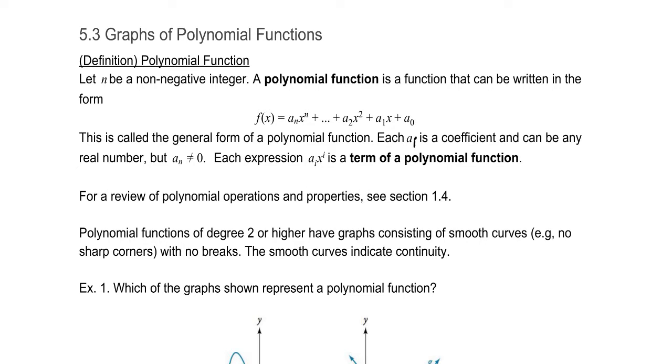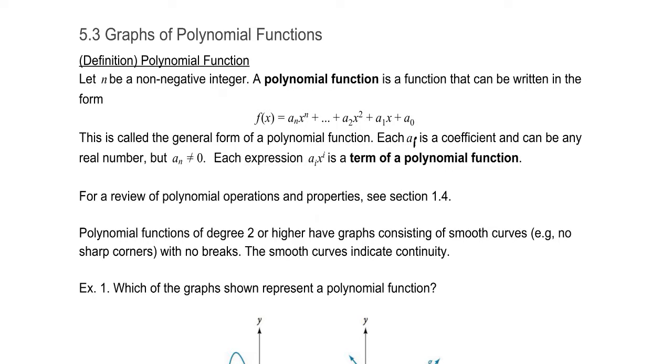where each one of those a_i's, each one of those values, a sub n, a sub 2, 1, or 0, all of those are constants. They're coefficients, as we call them, and they can be any real number. The only restriction is that the first is our leading coefficient, and it cannot be 0.